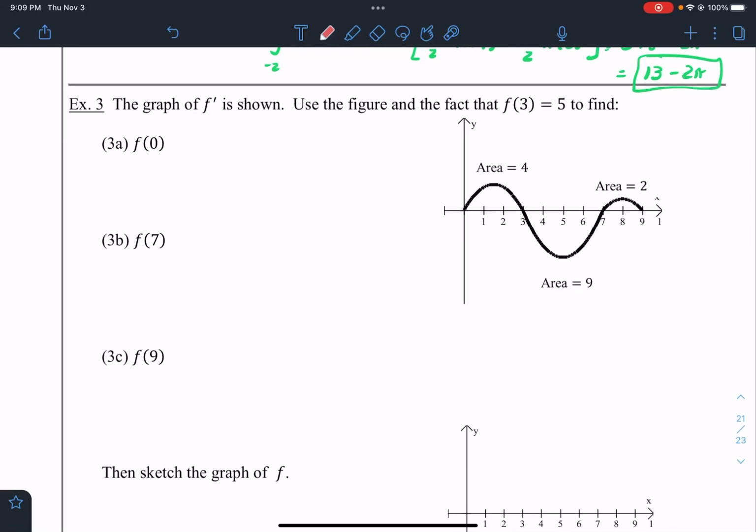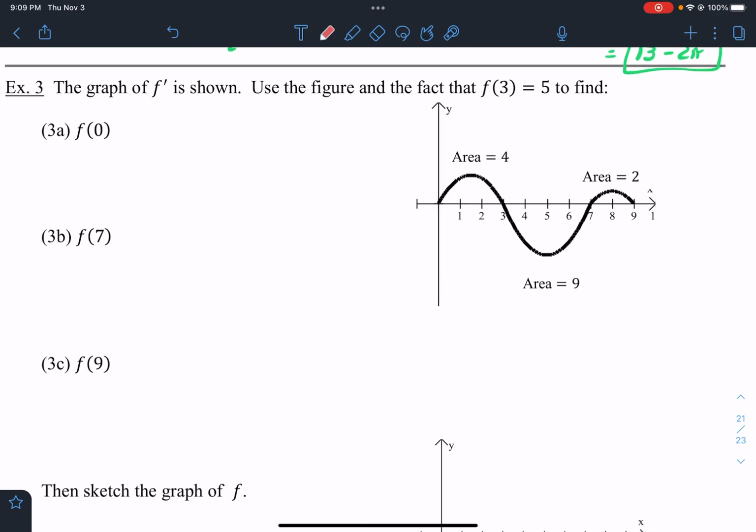Again, in example 3, I'm given a graph, but this time it's not geometric in nature. So now I just have this polynomial shape, but I know the area here is 4. And now here where it says the area is 9, I'm going to have to pay attention to the fact that it's under the x-axis. So actually this is going to give me -9, and then this area here is going to be 2.